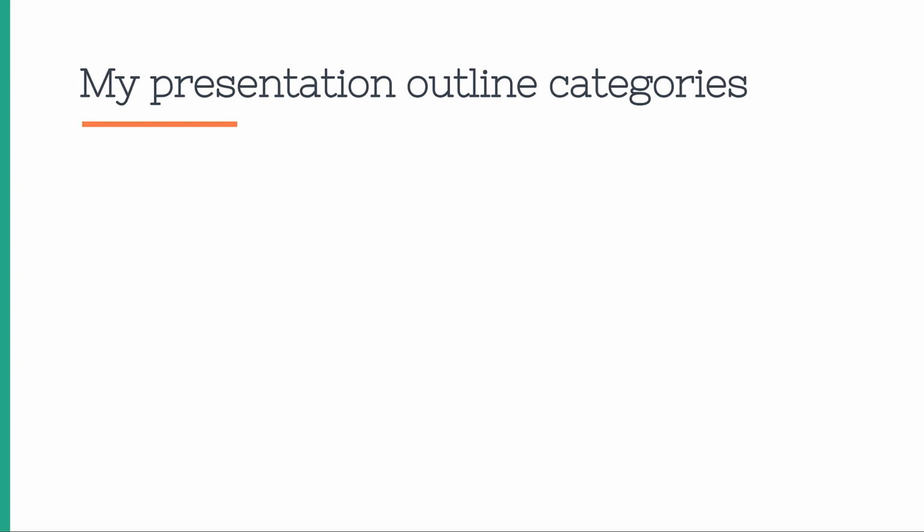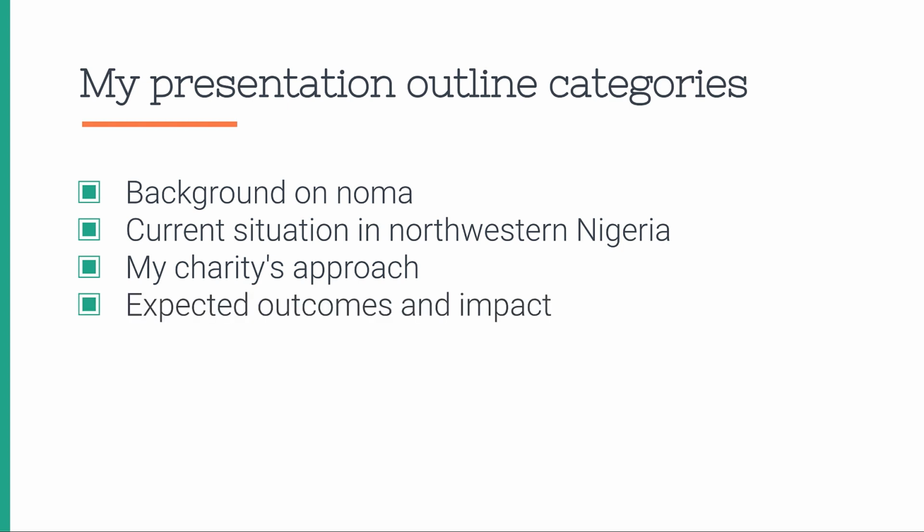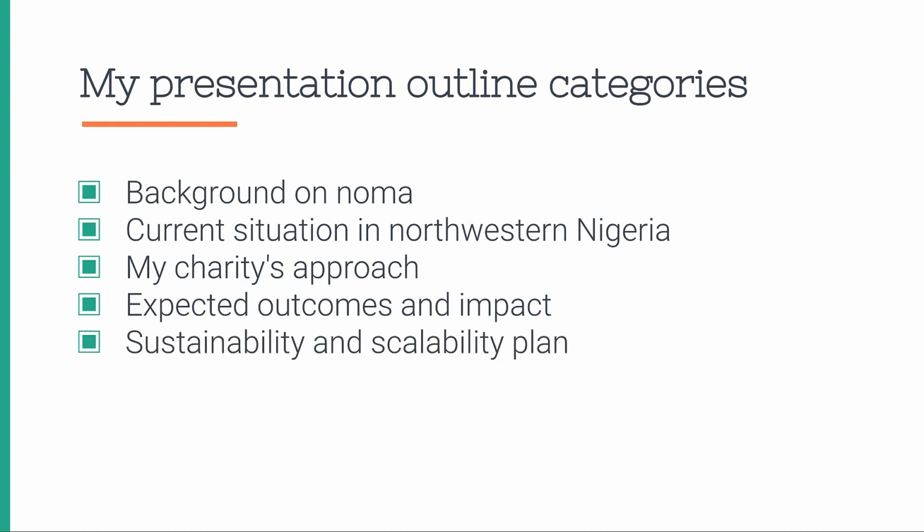So let's look at my presentation outline categories. You've got your outline, and this is where you're going to start thinking about your website. First, I've got my background on Noma, everything about the disease I've learned from my research. Then the current situation in northwestern Nigeria, that's about the people, the target community. And my charity's approach, this is my solution, all the different parts of that. My expected outcomes and impact, what I think will happen when I carry out my plan. My sustainability and scalability plan, what I think I will do in the future if everything works out well. And my call to action, that's where I'm going to be explaining what I need to carry out my plan and asking for the help I need.